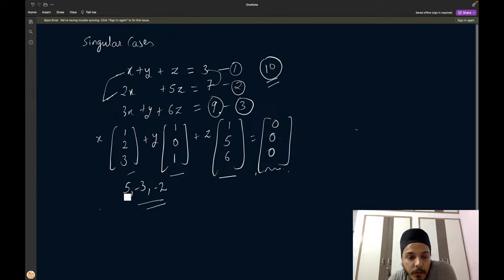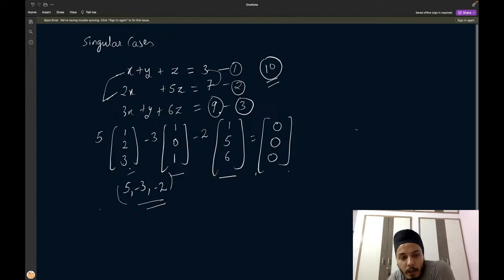So let us first put 5, minus 3 and minus 2 in place of x, y and z, and then we will compute this. So it will be 5 minus 3 minus 2, so it will be 0. 5 times 2 is 10, minus 0, minus 2 times 5 is 10, so it will again be 0. 5 times 3 is 15, minus 3, minus 12, so it will again be 0. So this combination 5, minus 3, minus 2 gives us a zero vector.